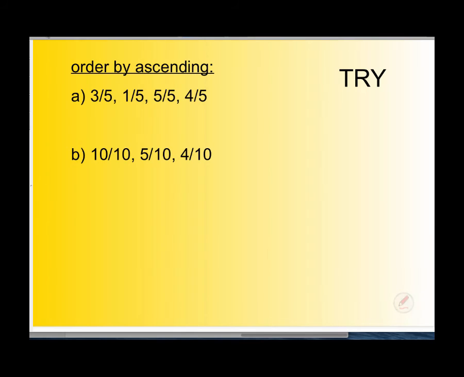We're in the try phase. You are doing this all by yourself, and you're doing it in your book, obviously, like you did the together phase as well. Order by ascending, right, which means going up. Off you go. Pause me and do it. Thank you.